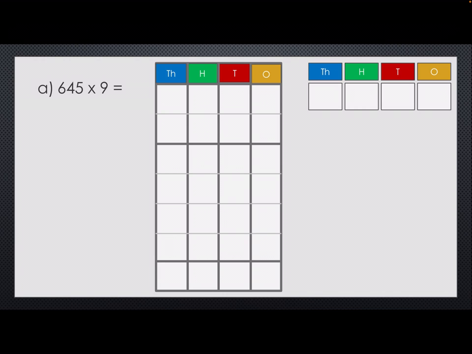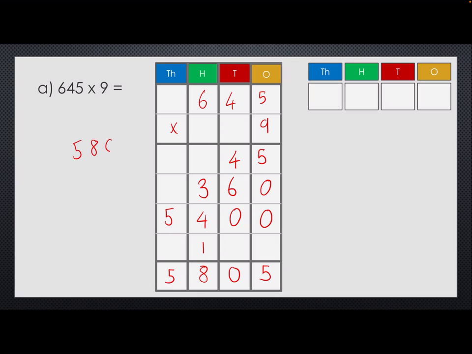So first of all, let's just recap what a ladder method is. So let's put 645 times 9, and I'm going to put in my placeholders so I don't forget them. And I'm going to do 5 times 9 is 45, and 4 times 9 is 36, and 6 times 9 is 54, and 5 add nothing is 5, and 4 add 6 is 10, carry the 1, 3 add 4 add 1 is 8, and bring down the 5, we have 5,805.